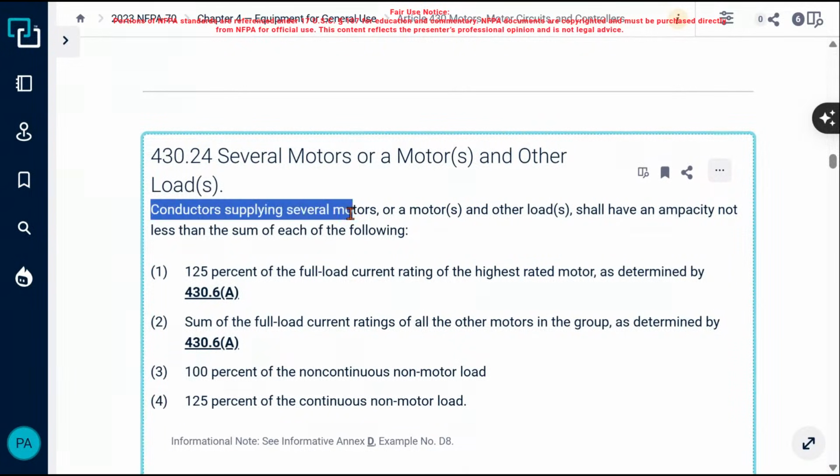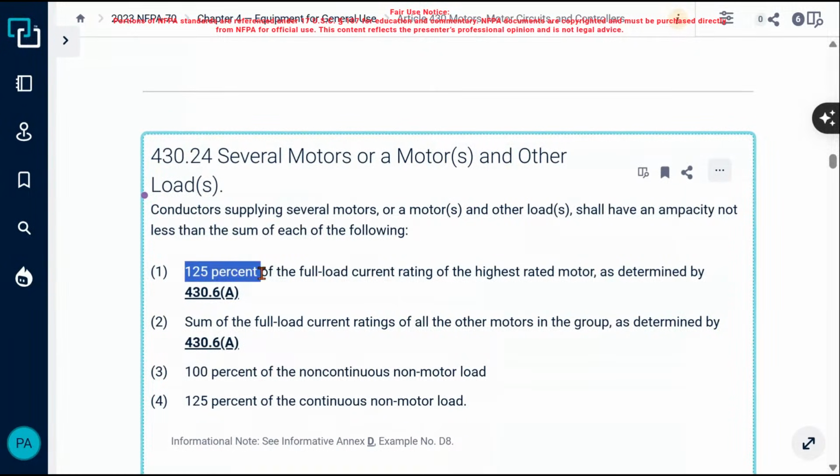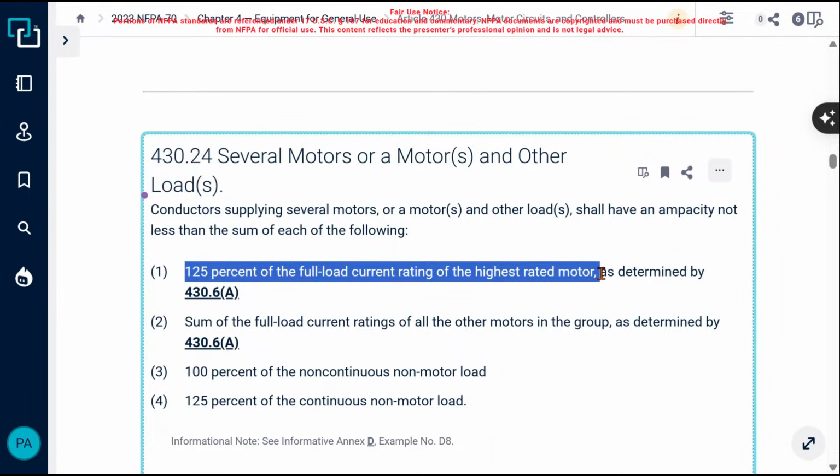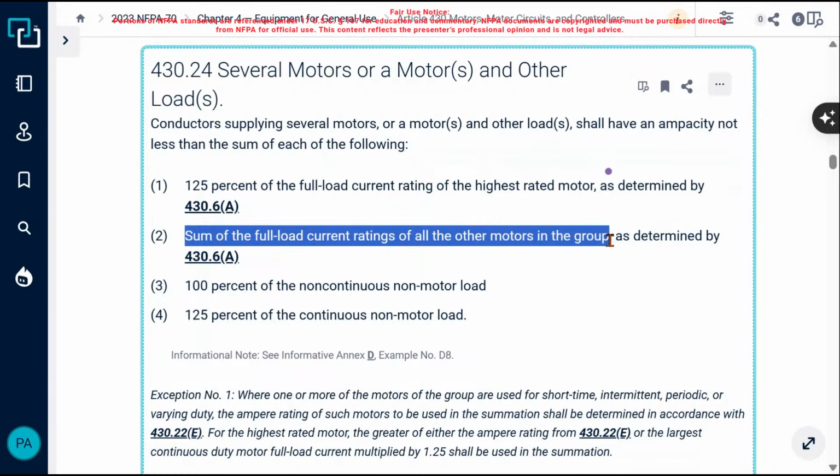Conductors supplying several motors, in our case we have two, shall have an ampacity not less than the sum of each of the following. So it's 125% of the FLC rating of the highest rated motor as determined by 430.6(A). And then it says the sum of the FLC current rating of all the other motors in the group.